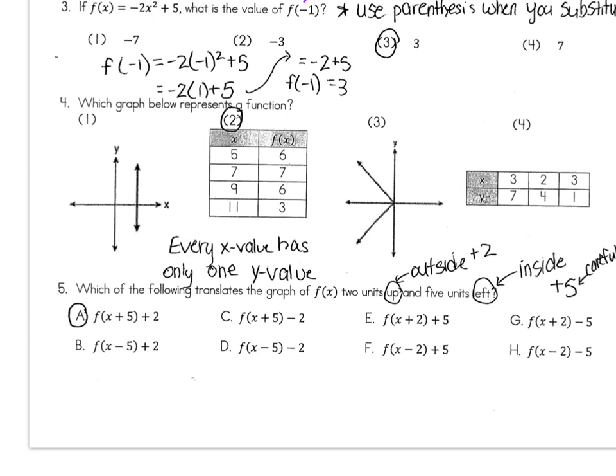Question number 5, which of the following translates the graph of f of x 2 units up? So that means it needs to be on the outside, +2, and 5 units left, that would be the inside, +5. Remember, it's always the opposite, so that would give us A. Notice how the +5 is inside the parentheses and the +2 is on the outside.